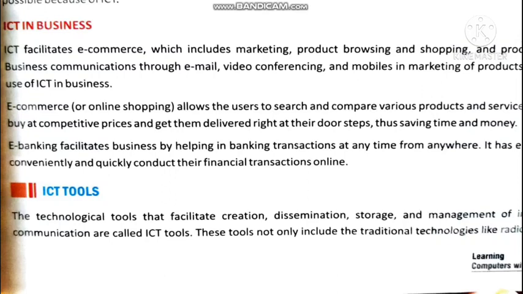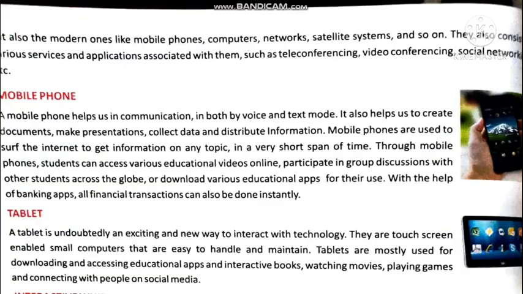Always remember ICT is a combination of information plus communication, then you recall the tools which can be used for these two things. You don't have to mug up these things. You just understand, try to correlate the things. First thing, we have a mobile phone. A mobile phone helps us in communication both by voice and text mode. It also helps us to create documents, make presentations, collect data, and distribute information.